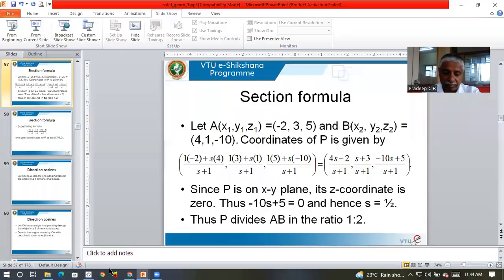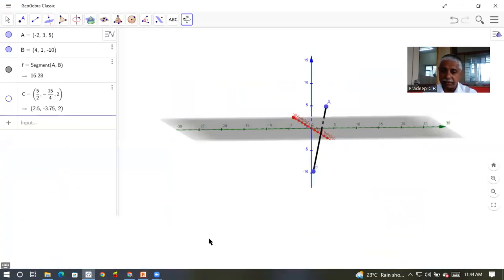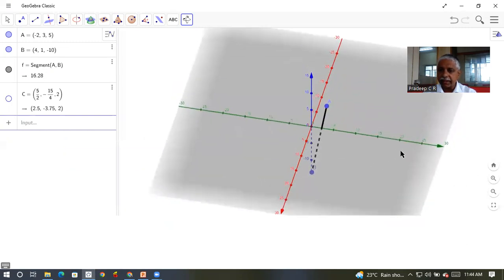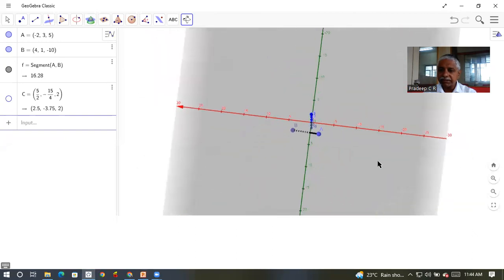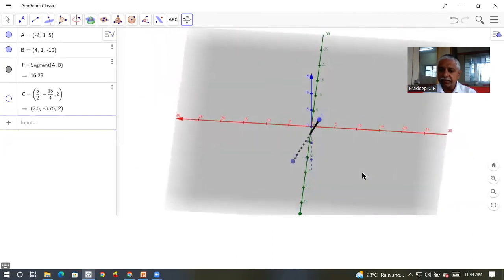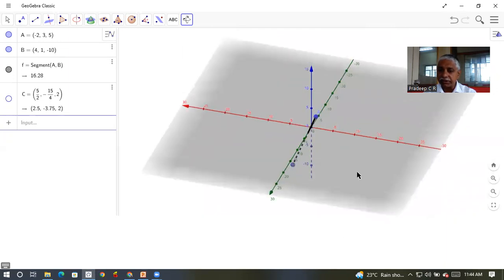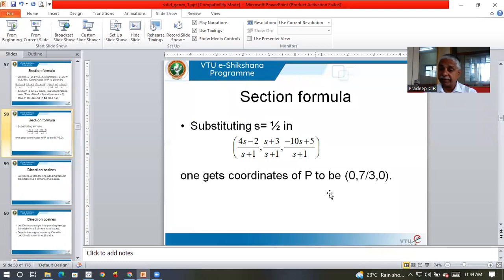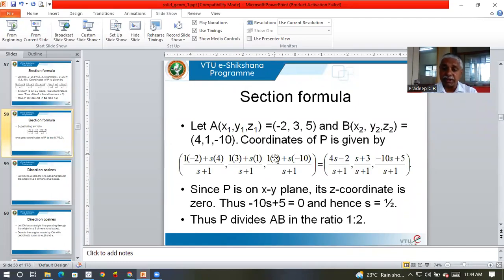Let's check the picture if it is reflected. It must be. You see the line is passing through the X-axis. You see it is the green line. The line AB is passing through the green line, which means its x coordinate is also 0. This is a very special kind of thing. It need not happen everywhere. Anyway, if you don't understand the picture, don't bother. But if you understand the picture, it will help you to see what we are doing.